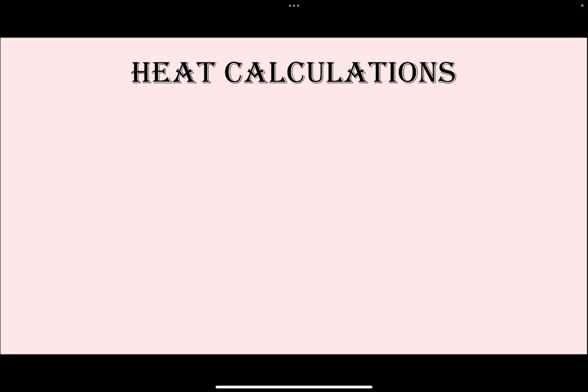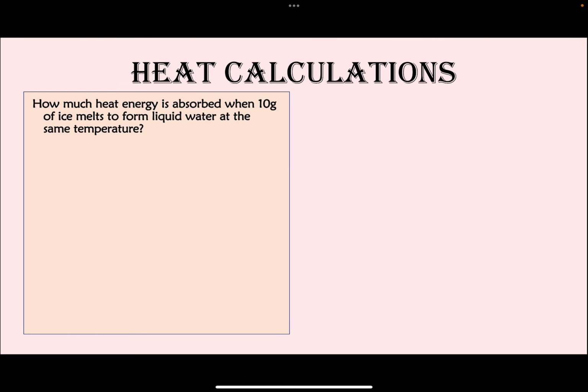Okay, so let's look at some more heat calculations. This one is asking how much heat energy is absorbed when 10 grams of ice melts to form liquid water at the same temperature. So we are talking about the melting of ice. So that means we don't have a difference in temperature. So we cannot use Q equals MCΔT. And because the phase change here is melting, the equation that we are going to use is the one with heat of fusion. So Q equals MHf.